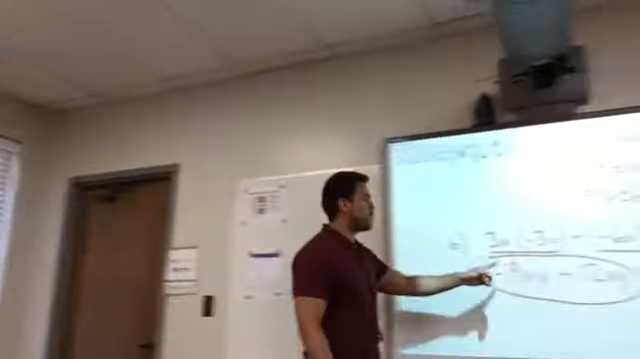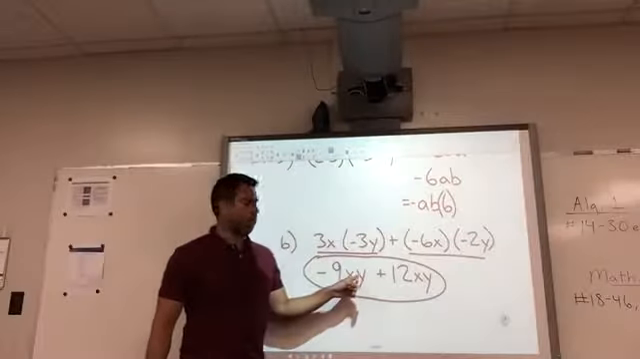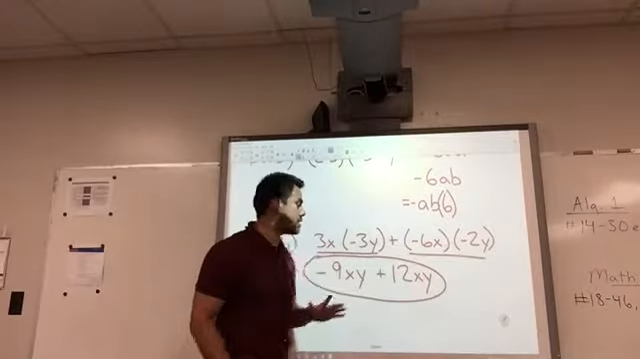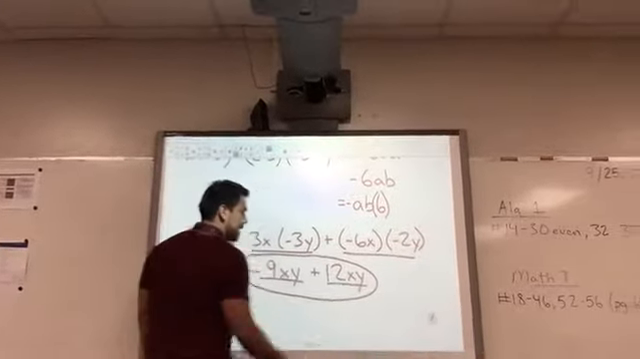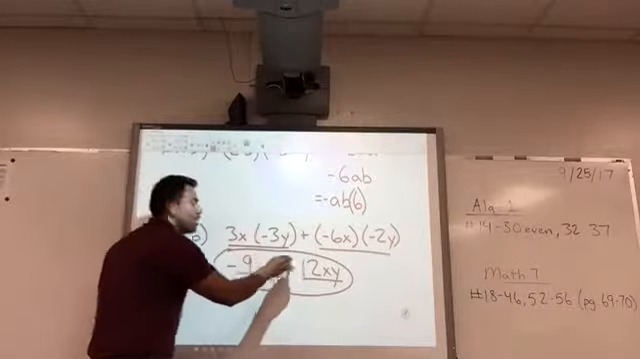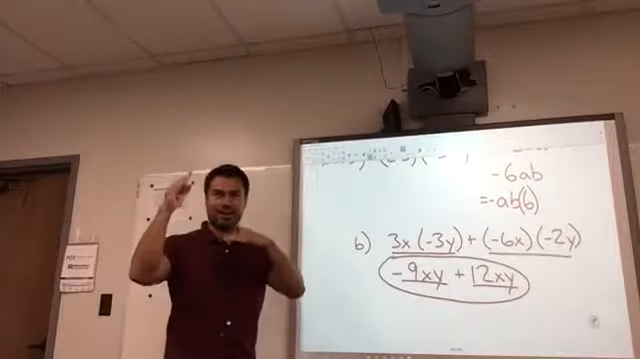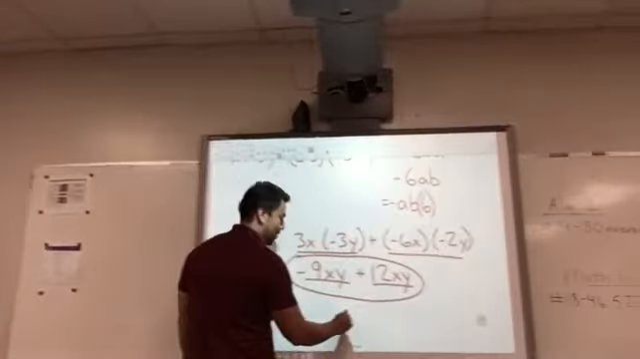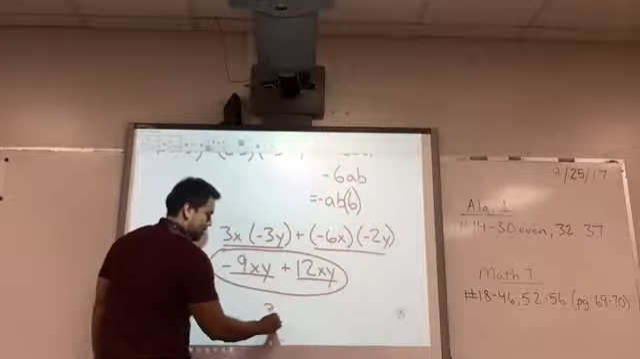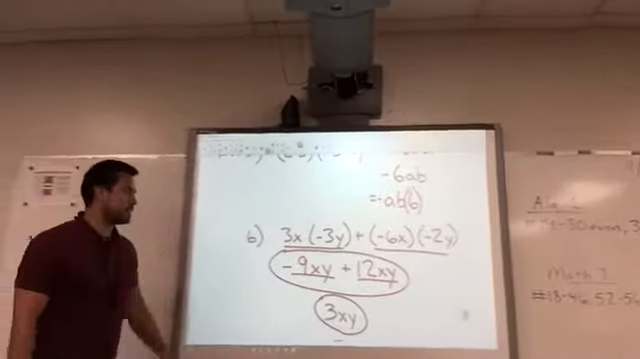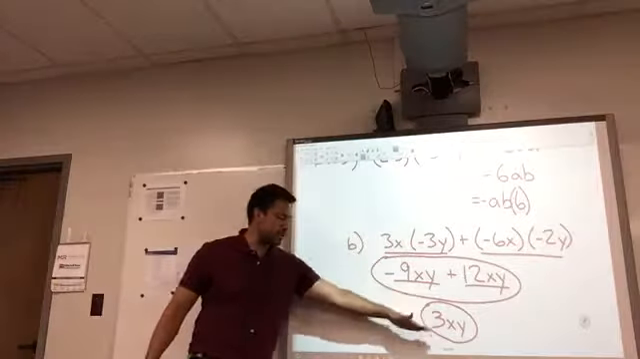So, what are the exponents of x and y? 1. And what are the exponents of these x and y's? 1. So these can also be combined. What's a negative plus a positive? It depends. Which one's bigger? It's a positive what in this case? 3xy. So positive 3xy is going to be this final simplification here.